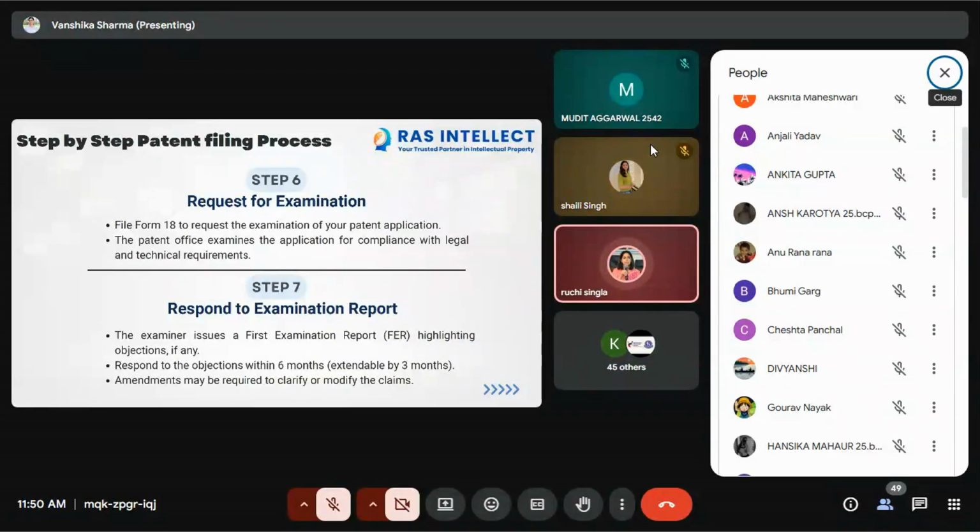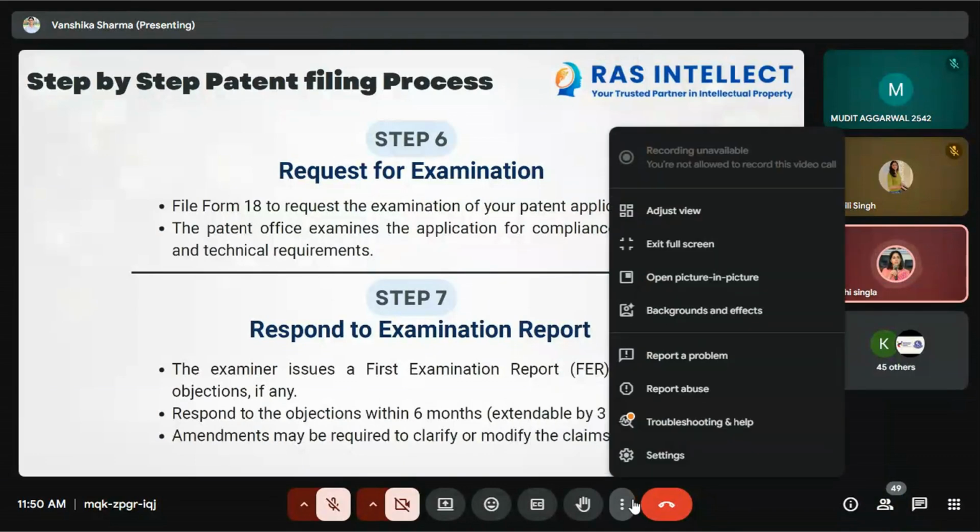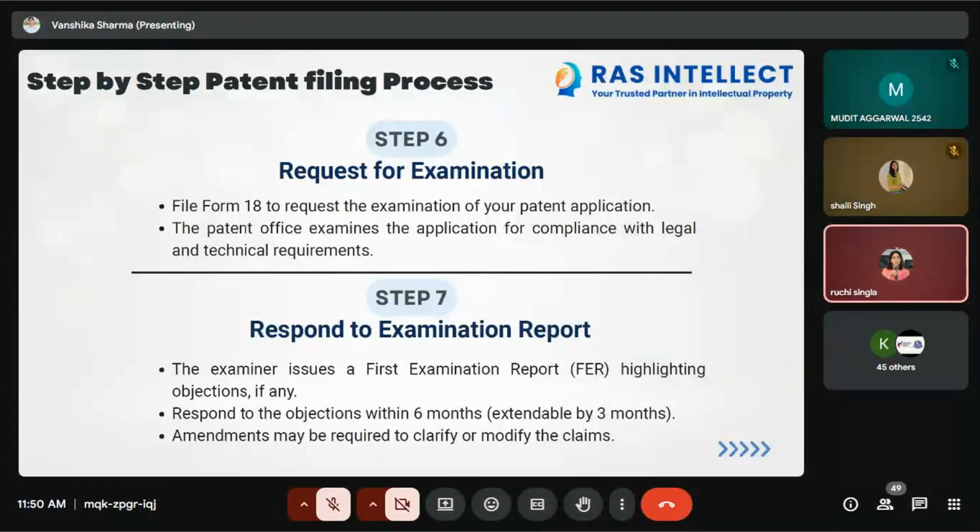Once we file request for examination, your application goes to the IP India team, where there is a controller who has your application and which is forwarded to the examiner. The examiner checks your application and if there are some doubts or some questions by the controller, then the questions are sent to you and you have to respond to the examination report. So step 7 is responding to the examination report.